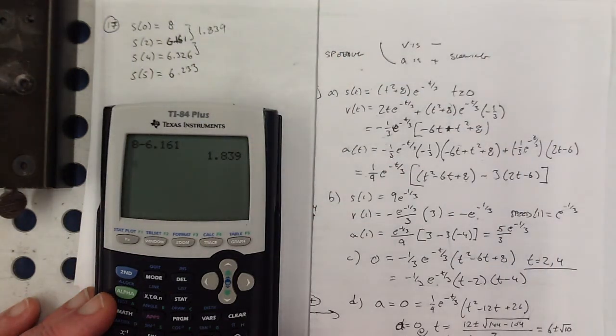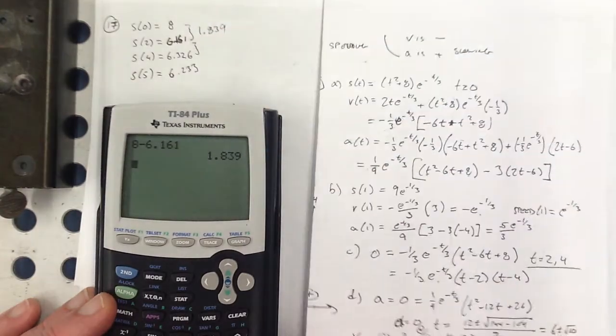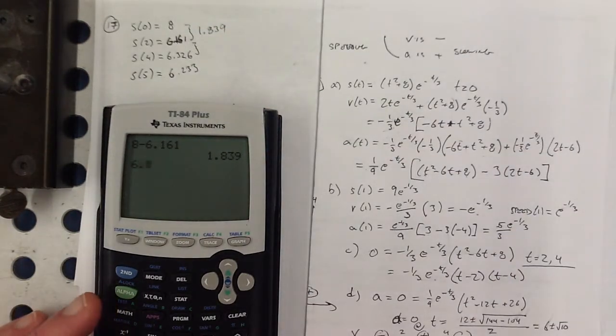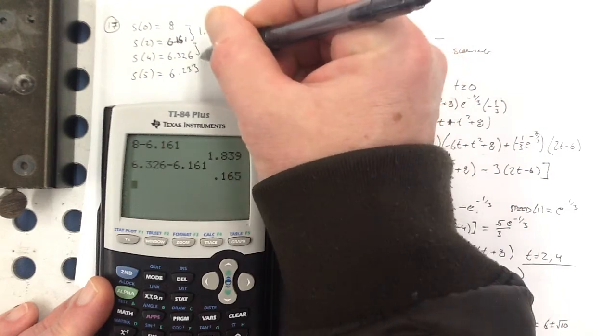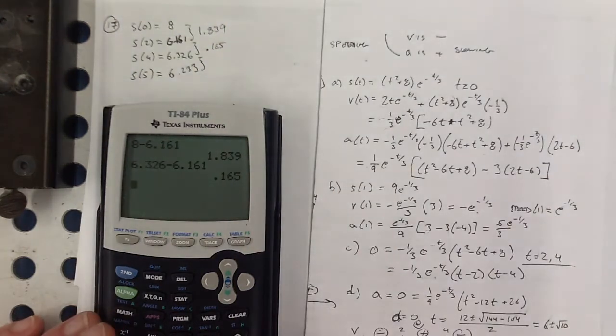And then I've got 6, let's see, which one of those is bigger? Not that it matters, I'm just going to make it positive anyway. 6.326 minus 6.161. If you did those the other way and you got a negative number here, you just strip off the negative sign, because we're looking for distances here.